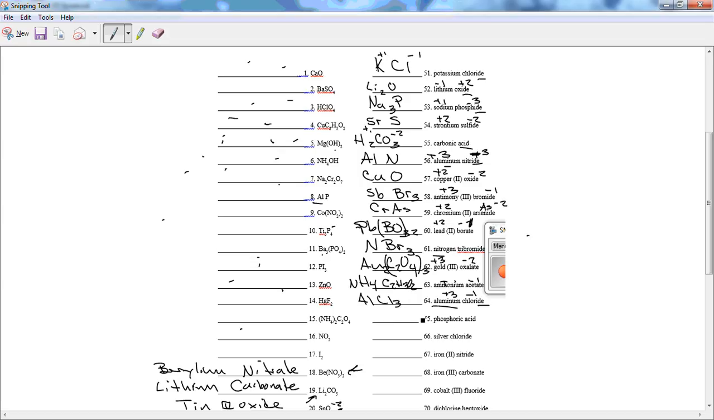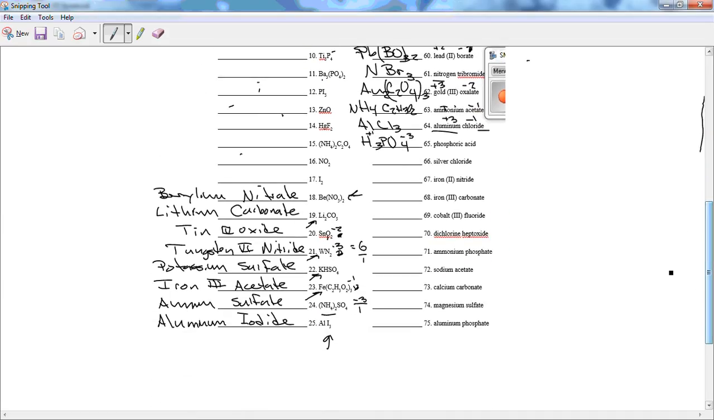Phosphoric acid, this would be just like carbonic acid. Starts with an H. If it's an acid, it's an ic, comes from an ate. Phosphate, that's a minus 3. It's a plus 1, H3PO4. Getting close here. Whew.